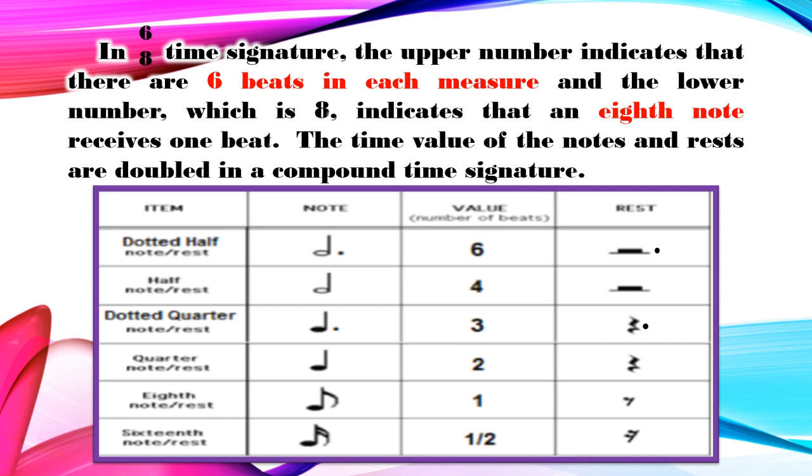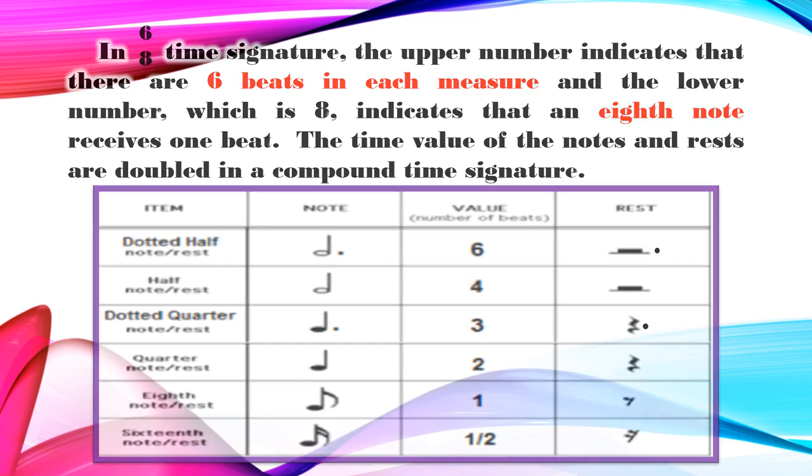Dotted half note, dotted half rest: 6 beats. Half note, half rest: 4 beats. Dotted quarter note, dotted quarter rest: 3 beats. Quarter note, quarter rest: 2 beats. Eighth note, eighth rest: 1 beat. 16th note, 16th rest: 1 half beat. Excellent.